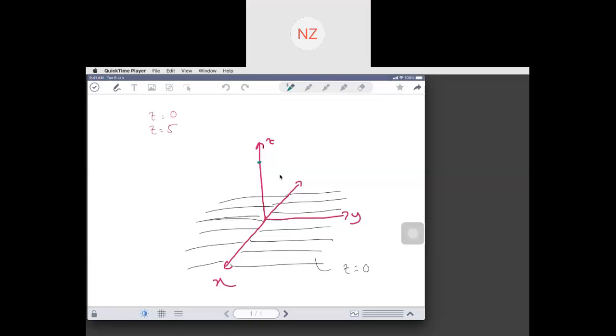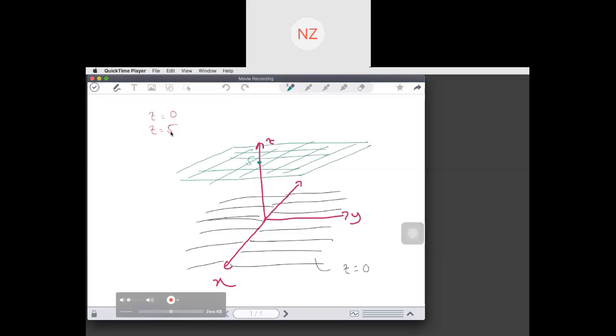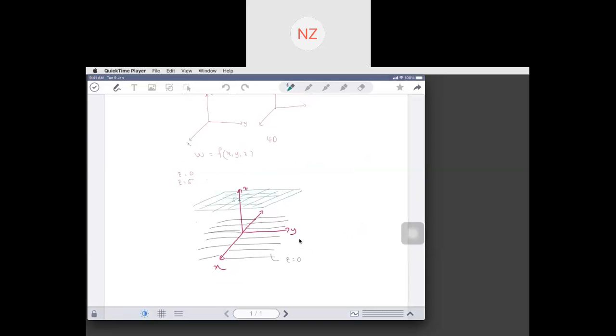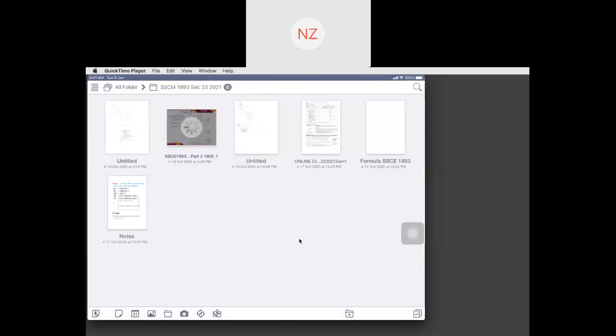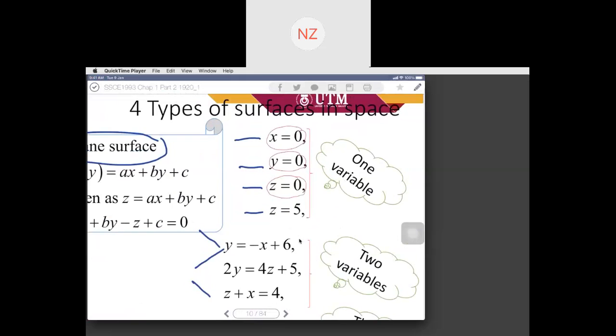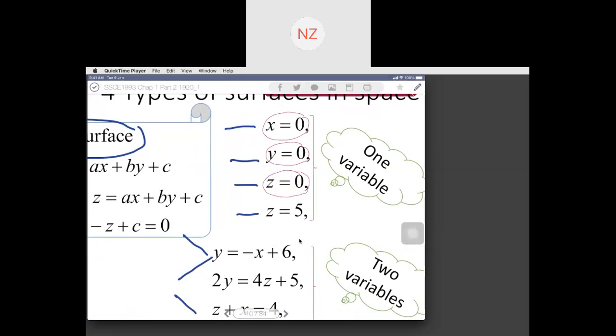Yes. 5. So now your plane is here. Okay. So because this one is just 5, Z equal to 5, it is easy for you to imagine and easy for you to sketch. Okay, that's fine. Z equal to 5.